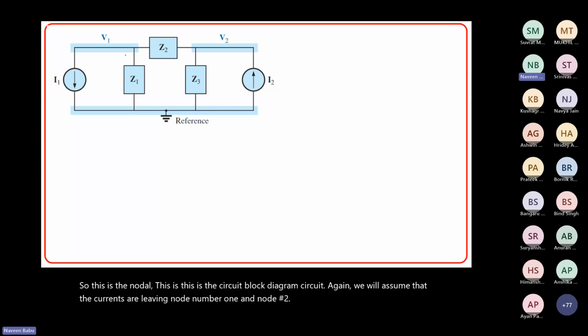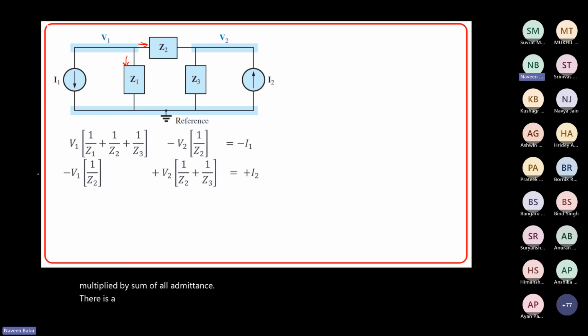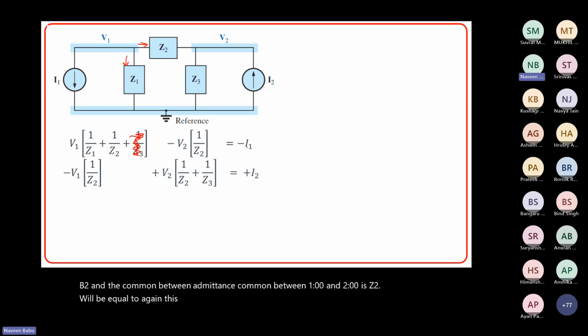So across Z1, your current is going to leave, and across Z2 also current is going to leave. So it is V1 multiplied by the sum of all admittances, 1 upon Z1 plus 1 upon Z2, minus V2 multiplied by the admittance common between 1 and 2, which is 1 upon Z2, will be equal to, again this current is leaving, so it is minus I1.